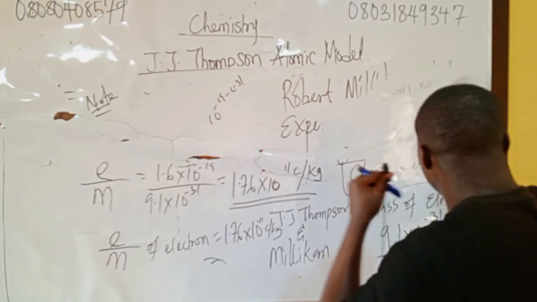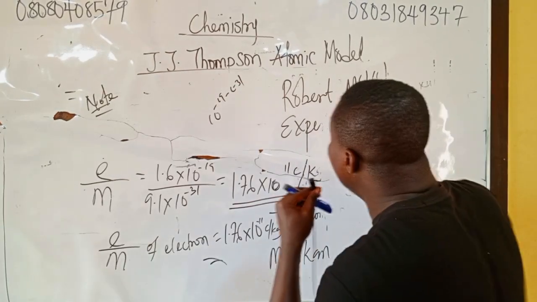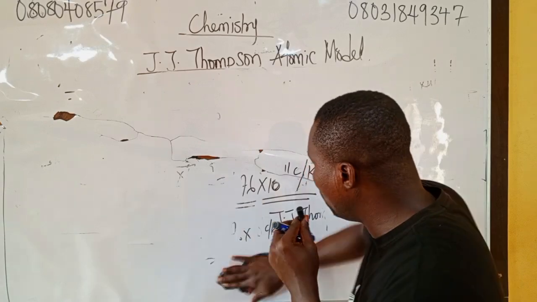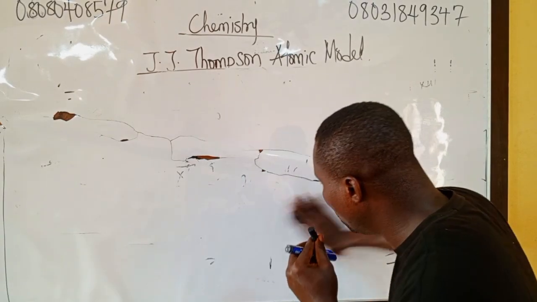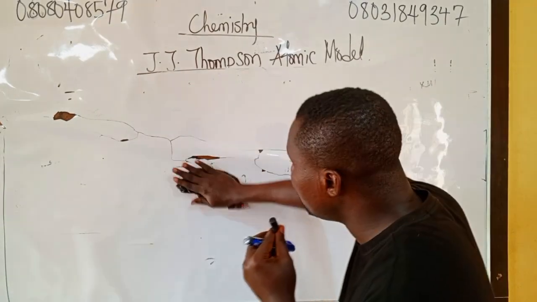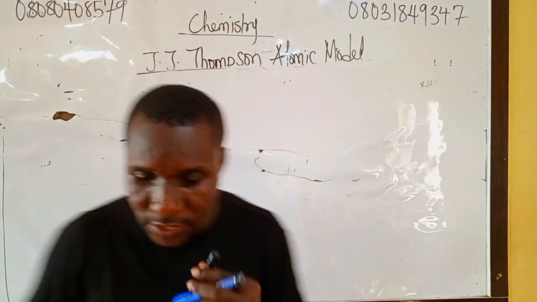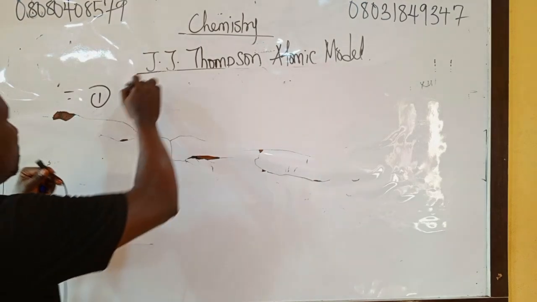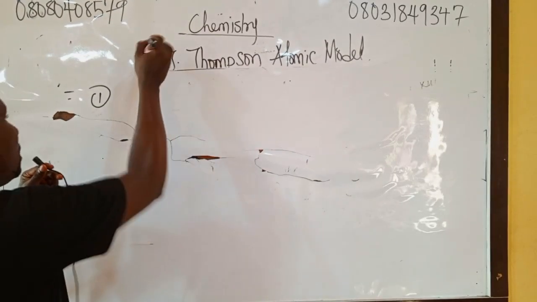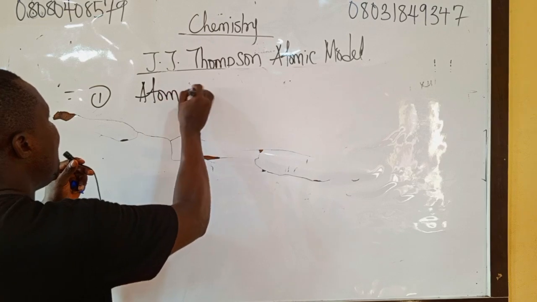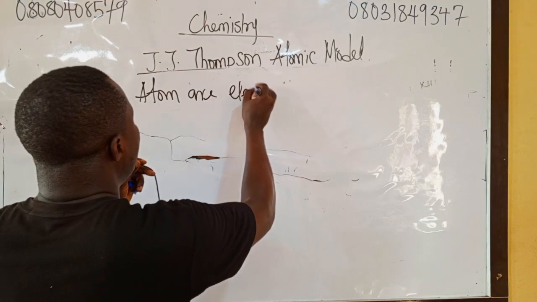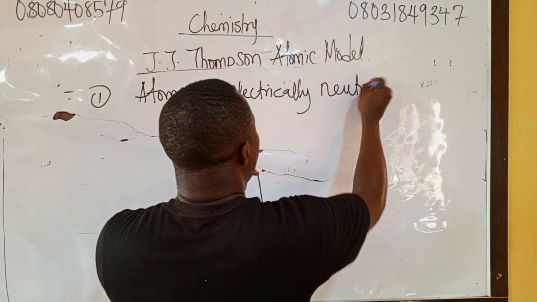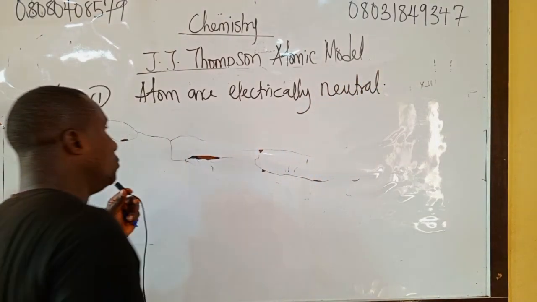Then let us go to J.J. Thompson's atomic model. What does it say? J.J. Thompson atomic model. Number one, it says atoms are electrically neutral. Atoms are electrically neutral.